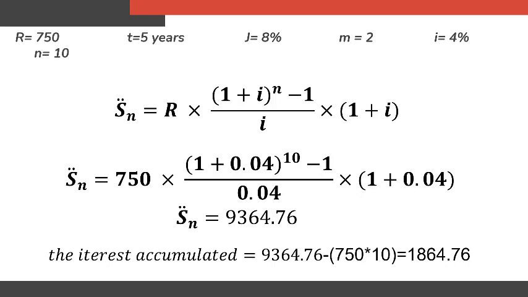To get the interest, we have B, the principal. B here equal R times N, R 750 times 10, we have $7,500. And where S double dot N equal 9,364.76, so the interest will be equal 1,864.76.